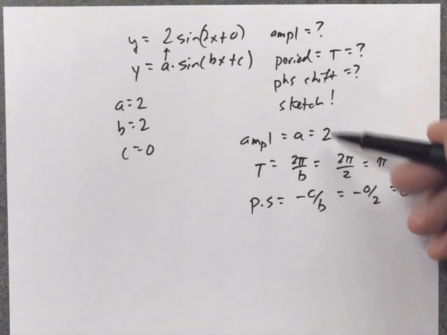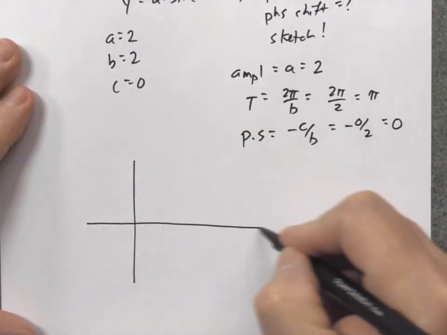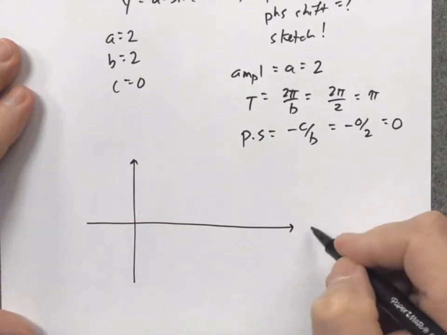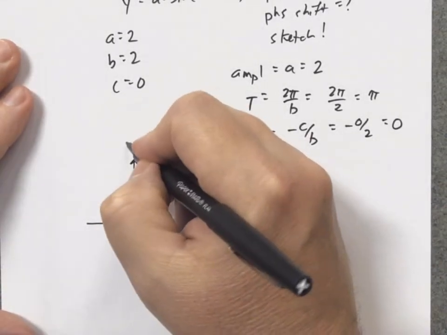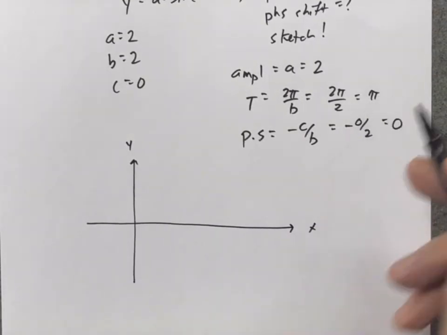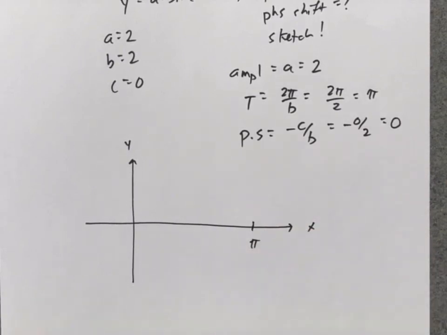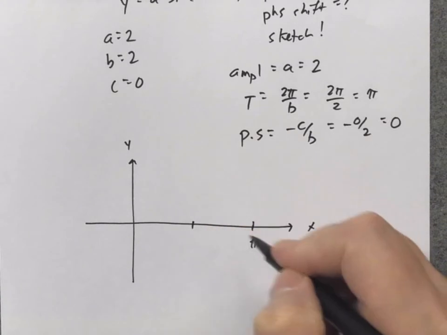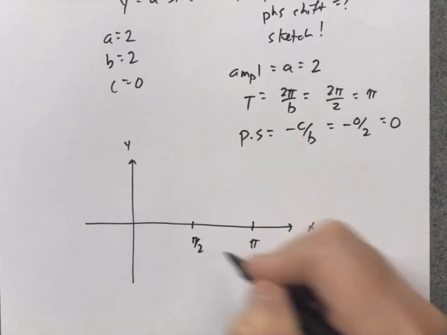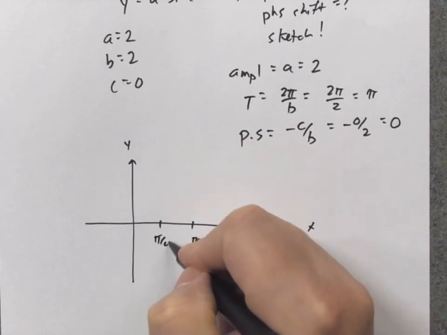So now I've figured out the amplitude, period, and phase shift. Now I'm going to sketch it. So here's how I like to graph these. I look at my period. My period is pi, and I draw my hash mark here and mark it pi. Now based upon the period, I'm going to break this up into 4 equal sections. So if I cut it in half, half of pi is pi over 2. Cut it in half again, half of pi over 2 is pi over 4.